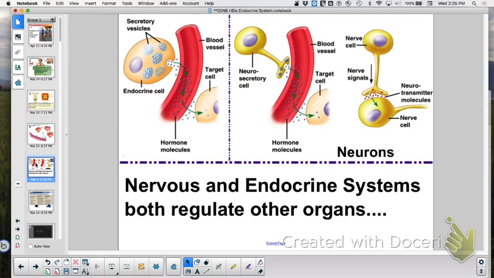Now, there are varieties on this. Using chemicals as a message, remember at the very end I talked to you about pheromones. Pheromones are a chemical message between two different organisms, right? Hormones are a chemical message between two different parts in your body. Okay, so that's what we're seeing right here.